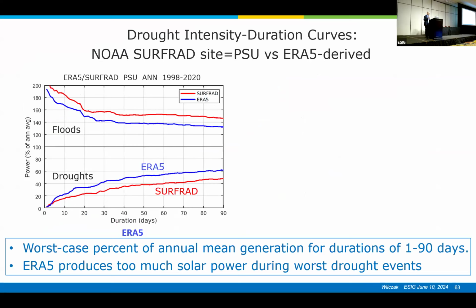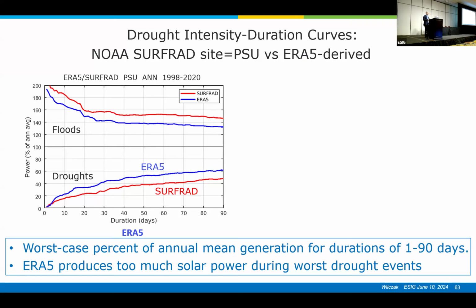One of the main points I would say that I'm really concerned with or most motivated to look at here is the ability of the ERA 5 to replicate wind and solar energy drought events. And one of the tools that I'm using to evaluate that for that purpose is what are called drought intensity duration curves.